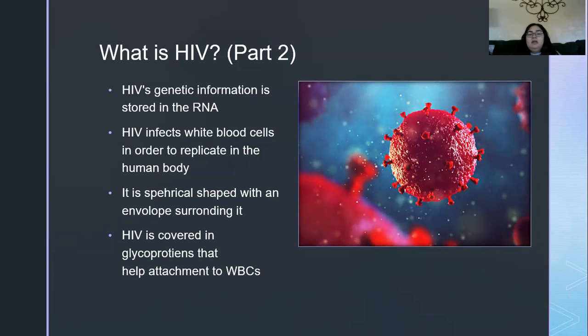Let's talk about its shape and what it uses in order to take over the CD4 cells. It is a spherical shape with an envelope surrounding it, and it is covered with glycoproteins that help attachment to the white blood cells. The glycoproteins will attach to the white blood cells using the CD4 cell receptors, and it will use those glycoproteins to enter the cell. Within the envelope, there's a layer called the matrix, and HIV does have a nucleus, which is in a capsid. The nucleus holds the RNA and the enzymes reverse transcriptase and integrase, which will help with HIV replication once they are inside the CD4 cells.